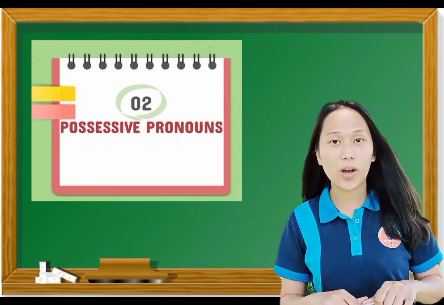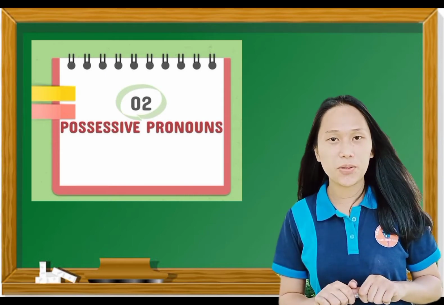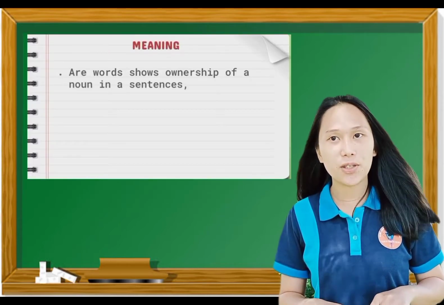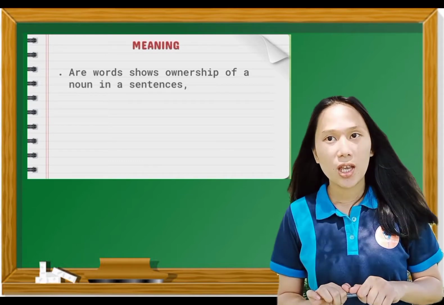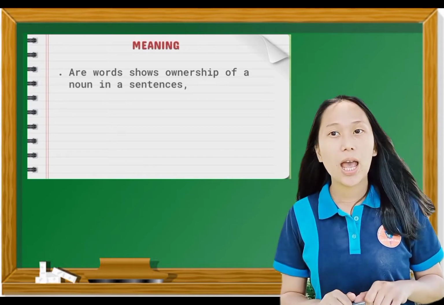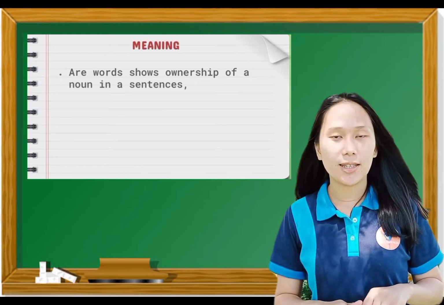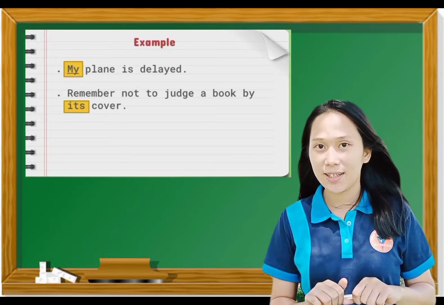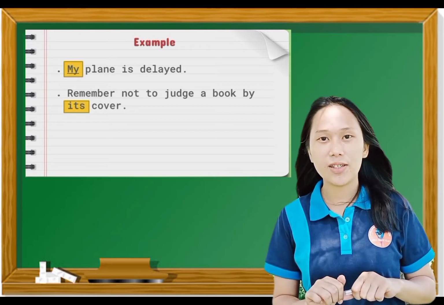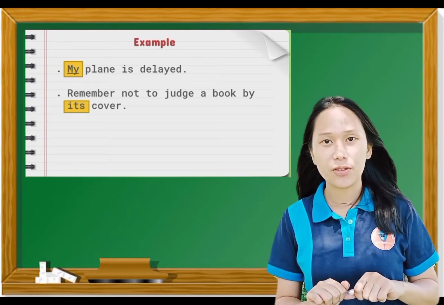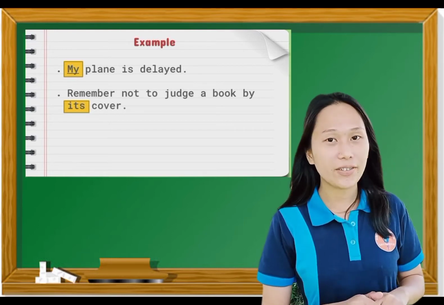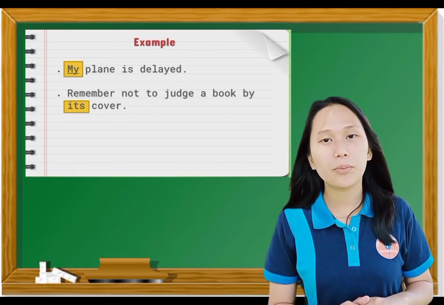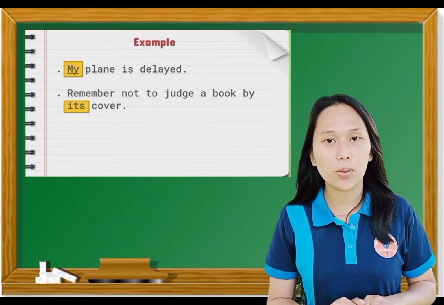The second one is the possessive pronouns. Possessive pronouns are words that show ownership of a noun in a sentence. Example, my flight is delayed. So my there is the possessive pronoun. Another example is, remember not to judge the book by its cover.